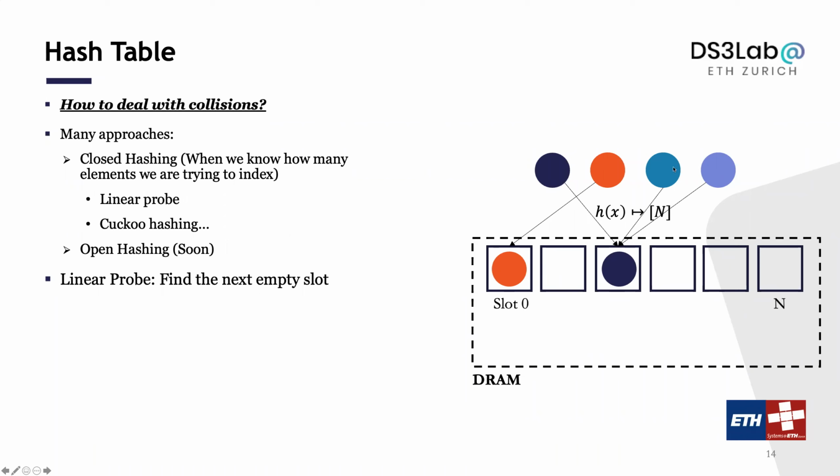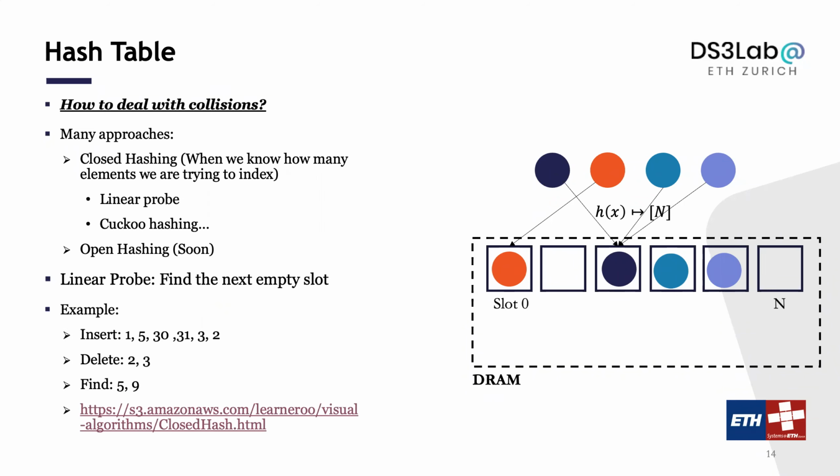What's going to happen is you try this bucket, and you find there's actually something there, so you try the next one. If it's empty, I put this object there. Similarly for purple: I try this bucket, it's full, I try the next bucket, it's also full, so I try the next bucket. So this is linear probe. It's actually very simple: whenever there's a collision, I try the next bucket.